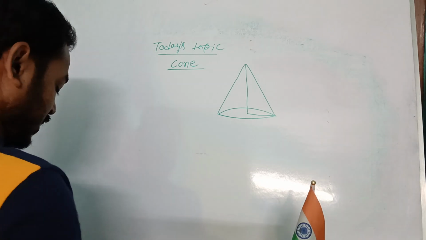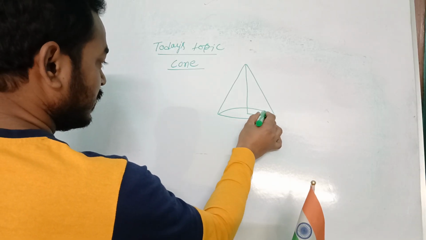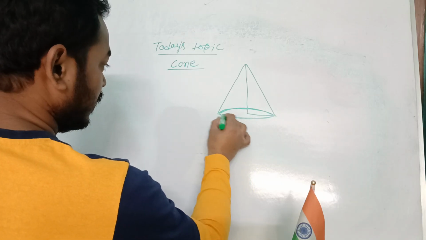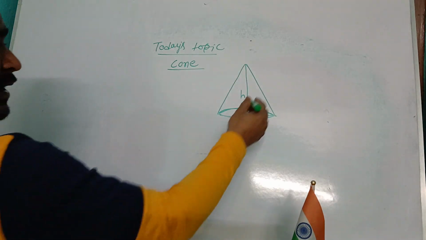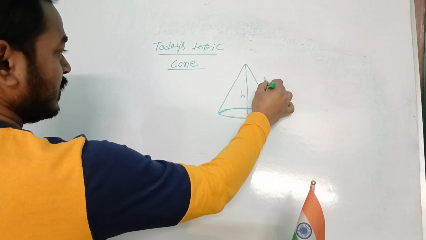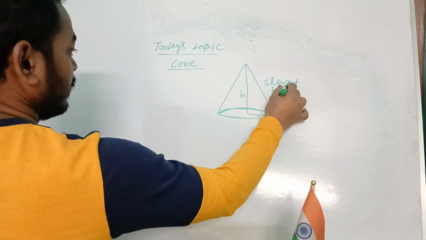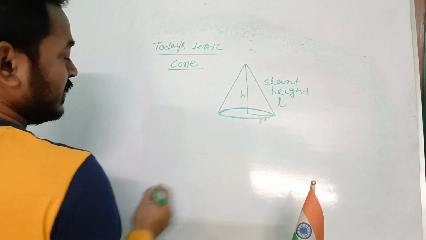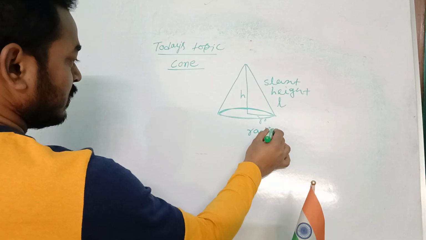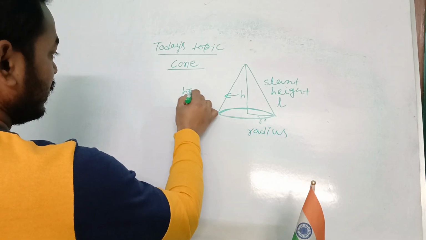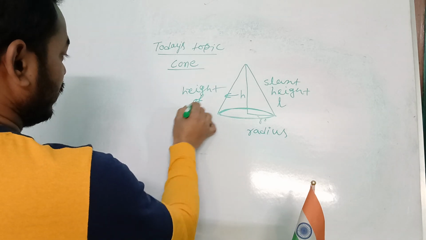So see, since it is a circular part, if I consider the radius of this circular region, the radius is R. Let the height of the cone be h, and this distance is called the slant height, and it is denoted as L. R is the radius, and h is the height of the cone.